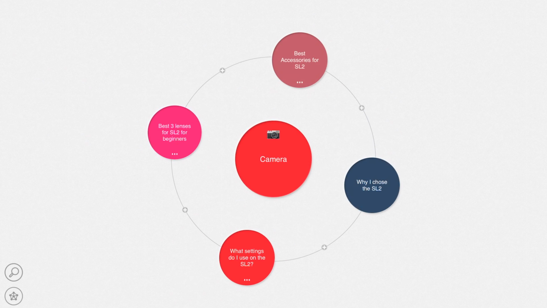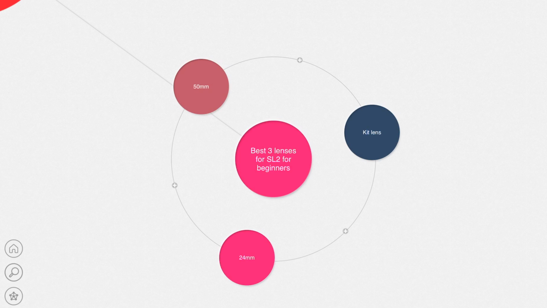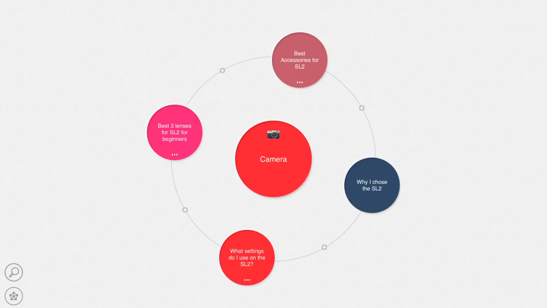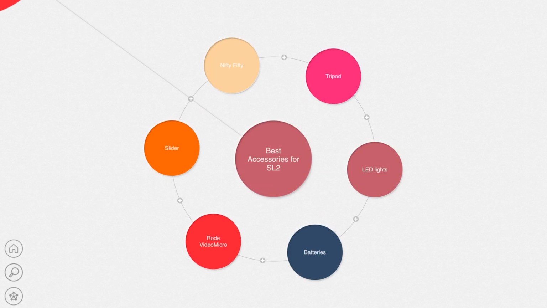So I could do, here's the camera, well, let's do a video on why I chose the camera. Let's do a video on the best lenses. Let's do one for the best accessories. And overall, that'll help fill out a playlist of content around that one particular topic, which in this case was the Canon Rebel SL2.